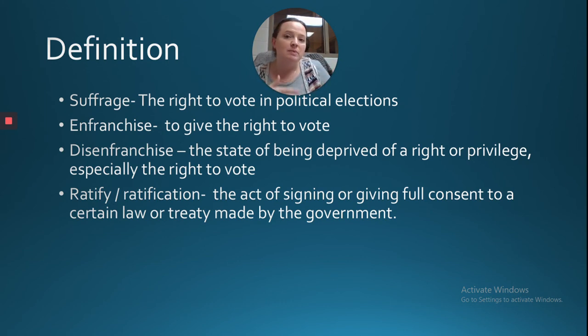So for a long time, women were disenfranchised. We did not have the right to vote, just the way freed slaves didn't have the right to vote, or sometimes, especially in the 1880s and 90s, there were a lot of laws prohibiting African Americans from voting. So they were disenfranchised. And then the word ratify or ratification, which is the act of signing or giving full consent to a certain law and treaty made by the government. So I usually say when something's ratified, it was put into effect. It was fully born. It was fully in action.